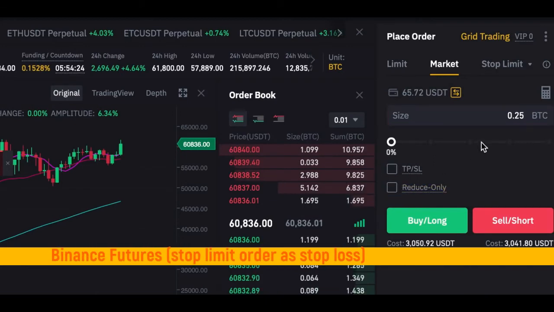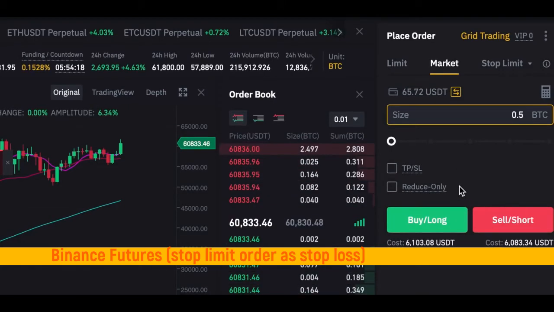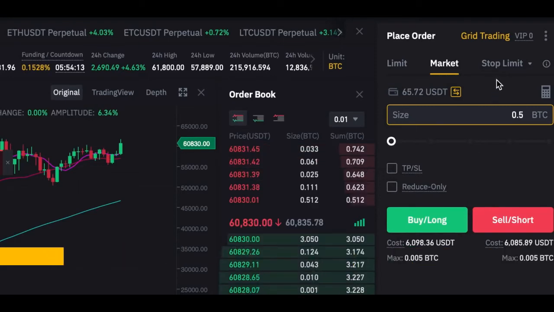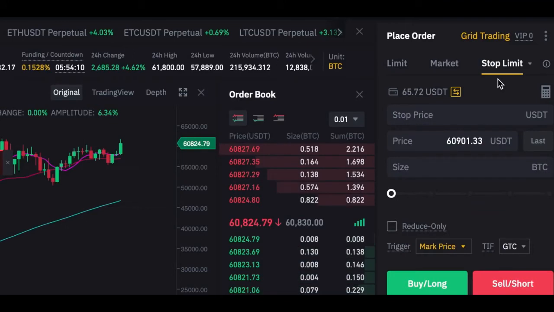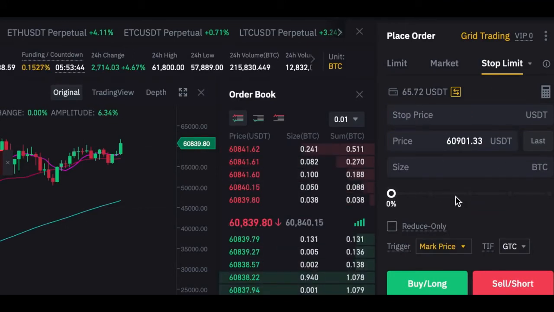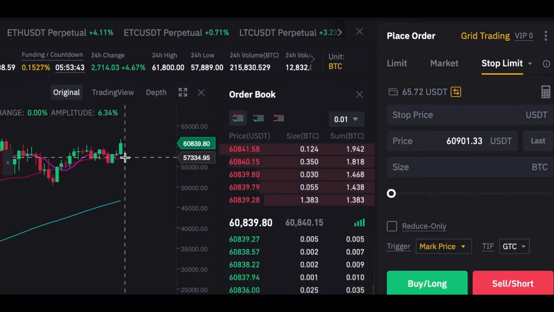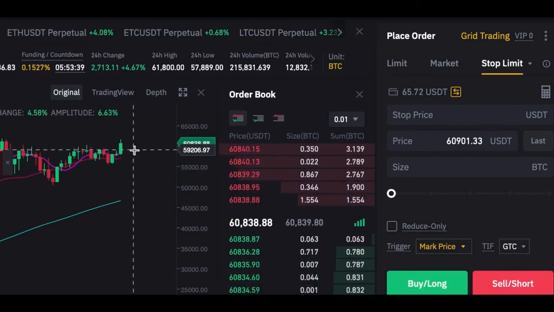So I'll just take this off, and let's say we have an open position of half a Bitcoin right here. So we just buy it and go long, and we're long half a Bitcoin. You can come up here and actually put in a stop limit order. So we're going to click on stop limit, and you can see a couple of different options come up. So let's say I have an open position of Bitcoin at 60,000. So we're right here at 60,000.